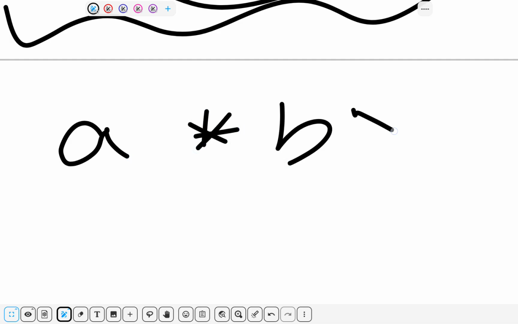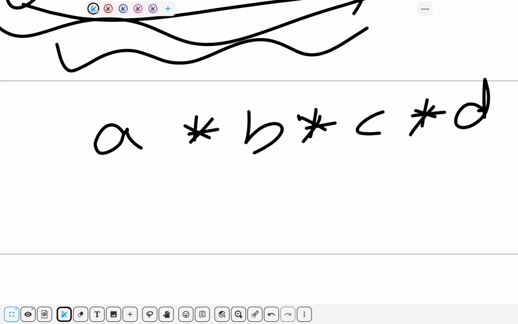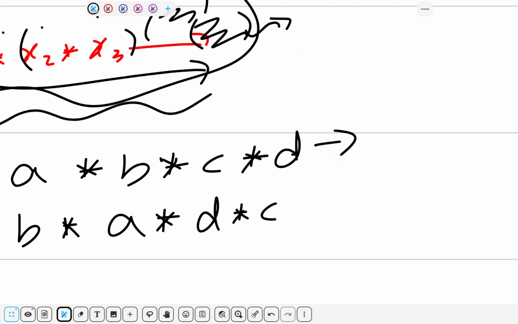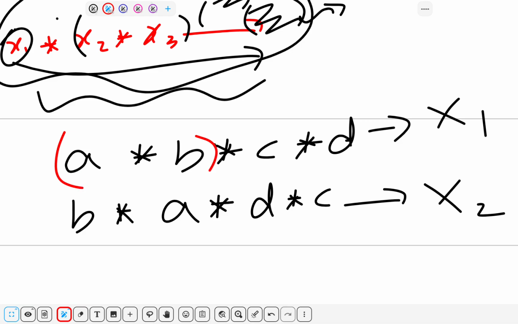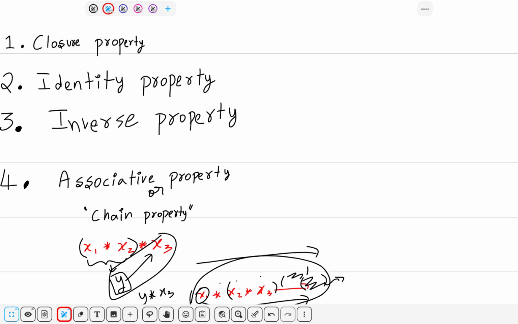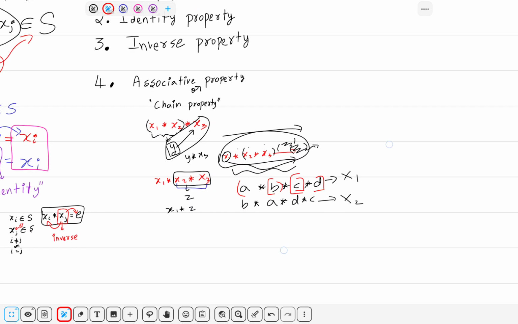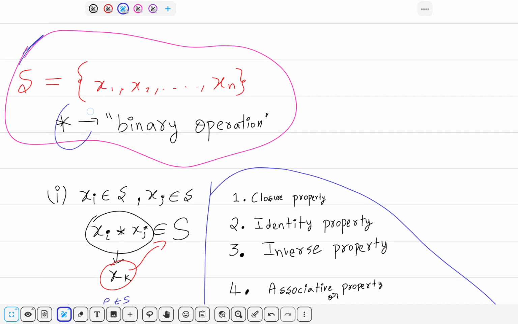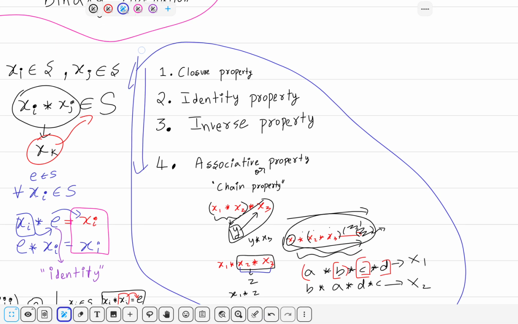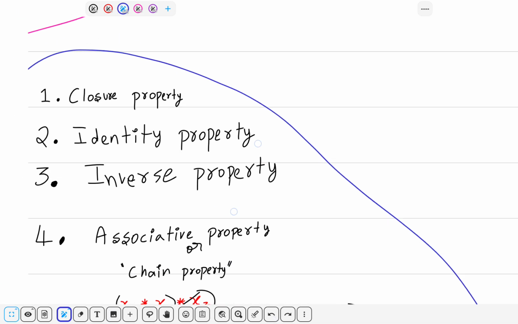Suppose you have abcd, or you have badc, it doesn't matter. This one will have its own answer, that one will have its own answer, that is a different issue. But my point is, whatever answer you have, the answer is independent of what pairs you are evaluating first. Just read it from the book, if I am not able to explain properly. And all these four properties together, if a set on which a binary operation is defined follows all these four properties, it is termed a group.